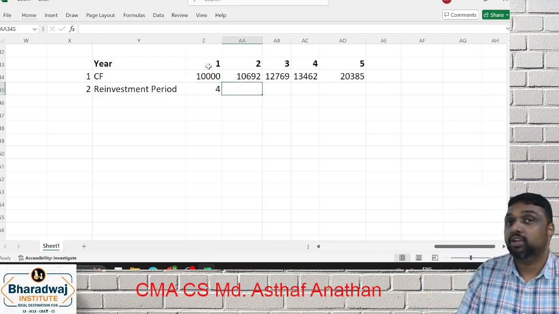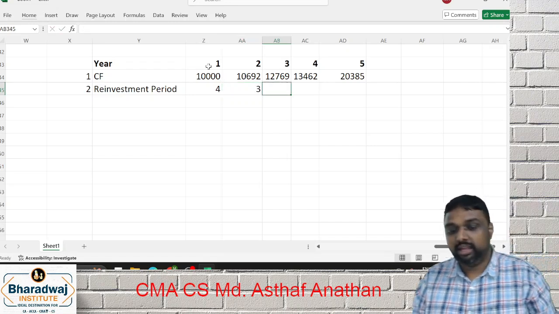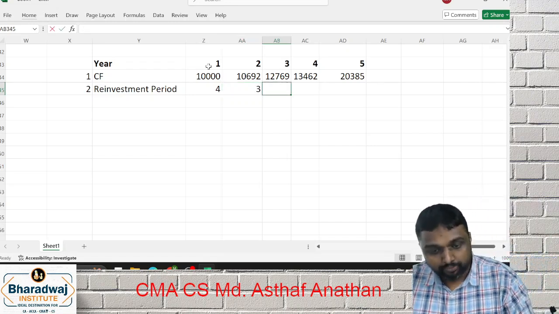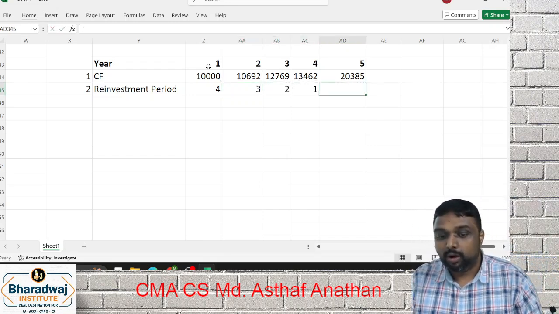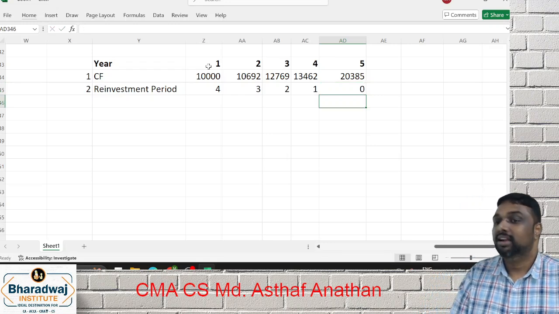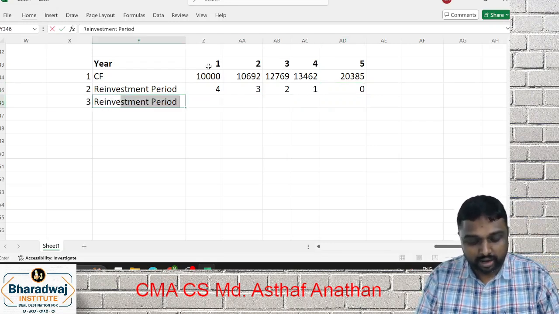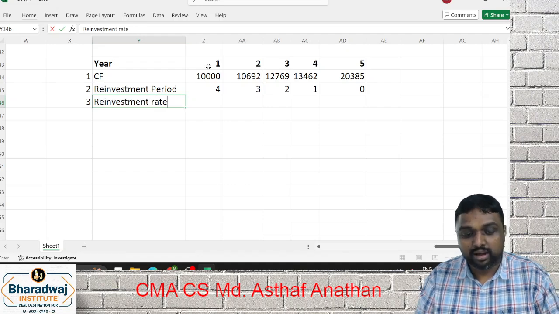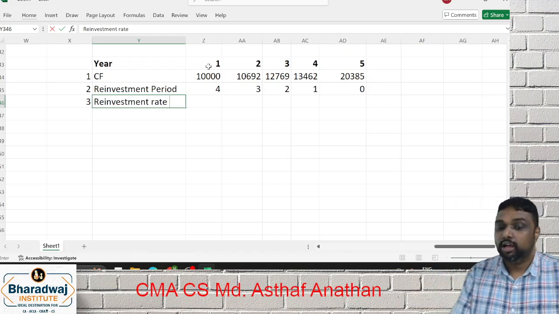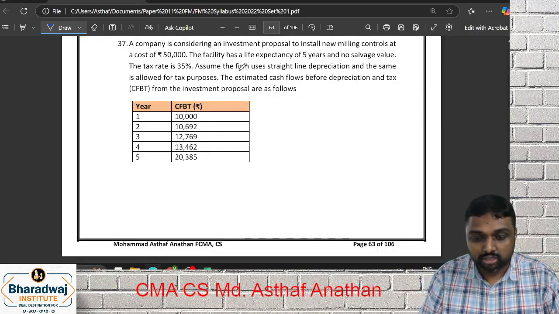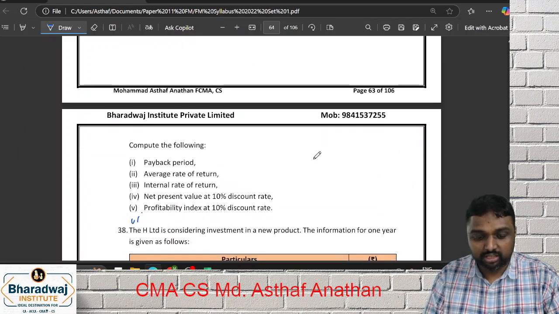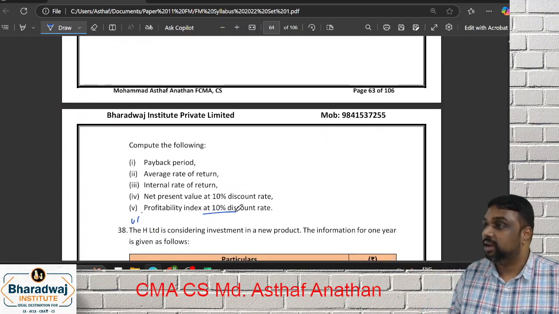If you get it in the second year, how many years can you reinvest? 3 years. Here 2 years, here 1. If you get it in the fifth year, there is no time for reinvestment. Now next you have to go for the reinvestment rate. Your intermediate level reinvestment rate is nothing but your cost of capital, which is given in this question. Your reinvestment rate is 10%.